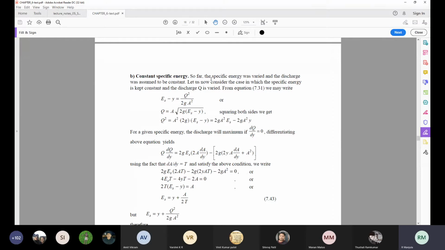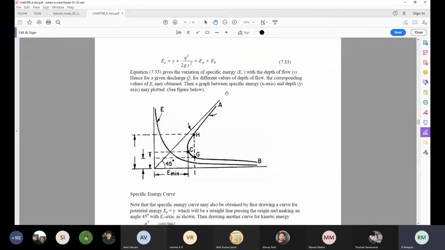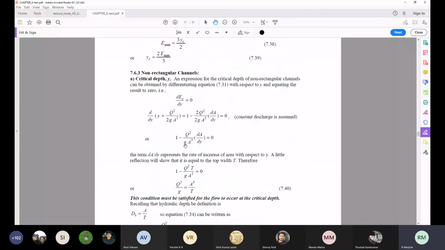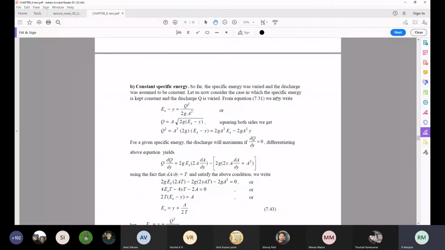When the specific energy is varying, the discharge is assumed to be constant. But now we'll consider a condition in such a way that the specific energy is kept constant and the Q is varying. So in the earlier discussion we assumed this diagram represents a constant discharge, with only specific energy varying. But another condition we are going to consider now is that your specific energy is constant but discharge is varying. So now specific energy is constant and discharge is varying.